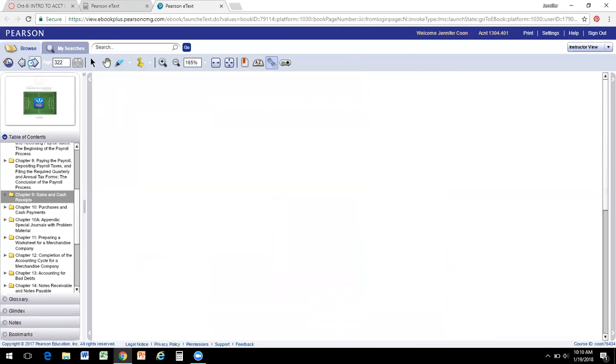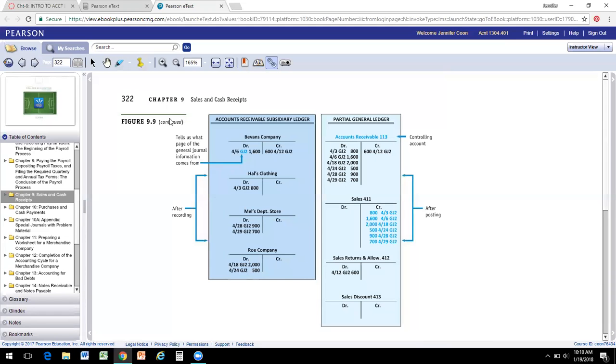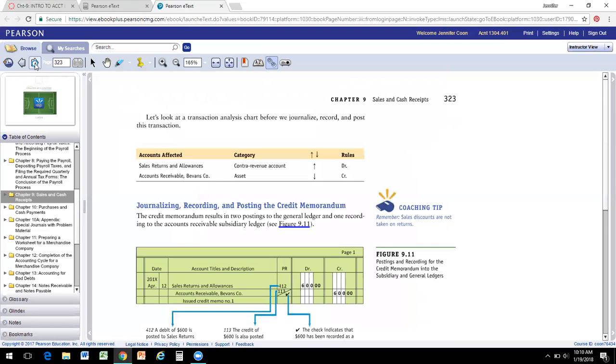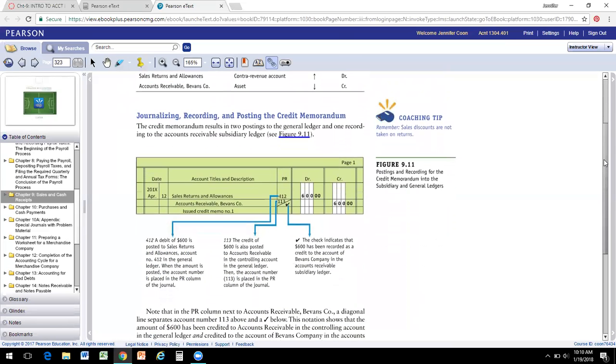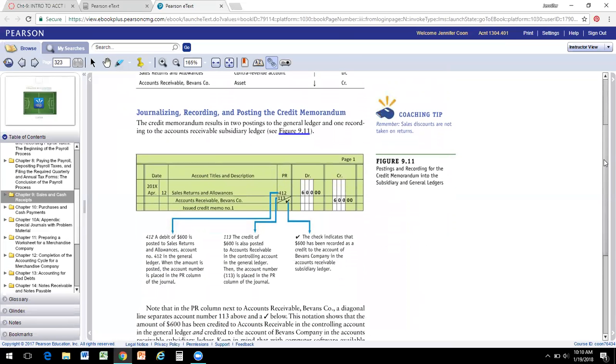Okay, they spend a lot of pages on that, but I think you guys will pick that up really quick. Let's see, journalizing and posting a credit memorandum. All right, a credit memo. Maybe you've heard it called that, or a CM. That's also a term. That's for when people return stuff to you.